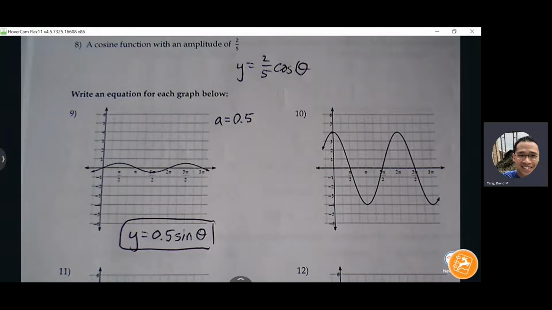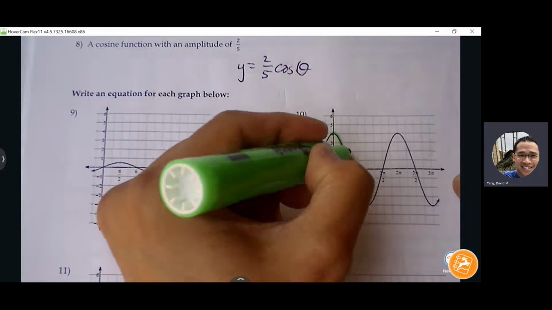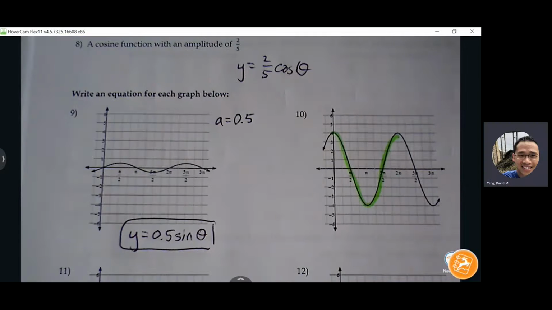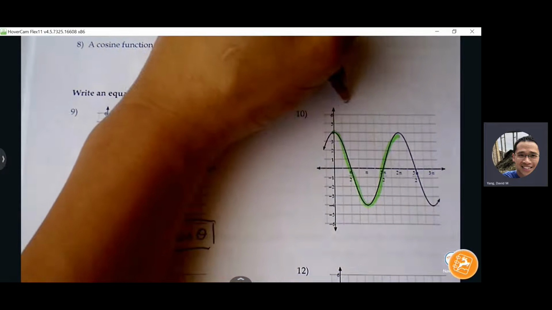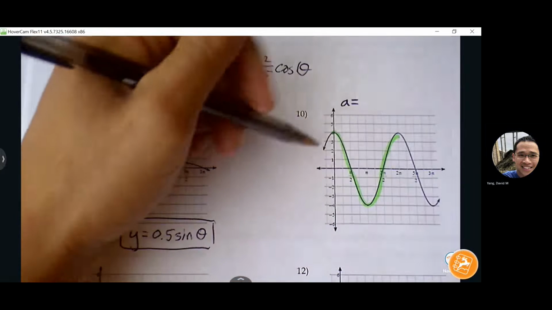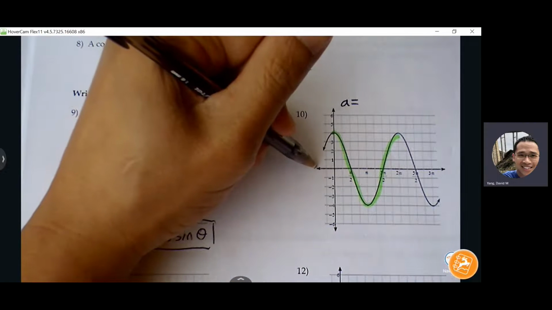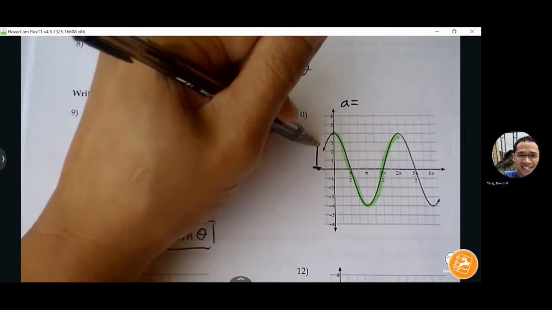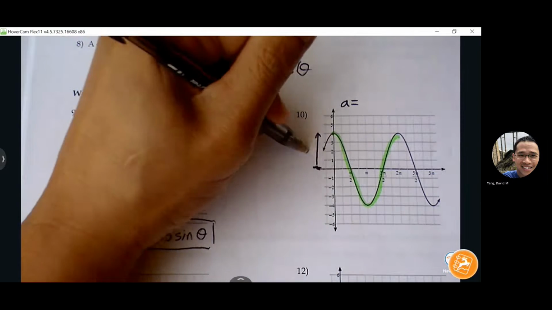All right, number 10, what does that look like to you? Cosine. Does the period change? Yeah, still 2 pi, right? So we know that the b value is not going to change. But what will change is the a value. What's the a value here? 4, right? So from rest to crest, so basically from the center to the highest point.